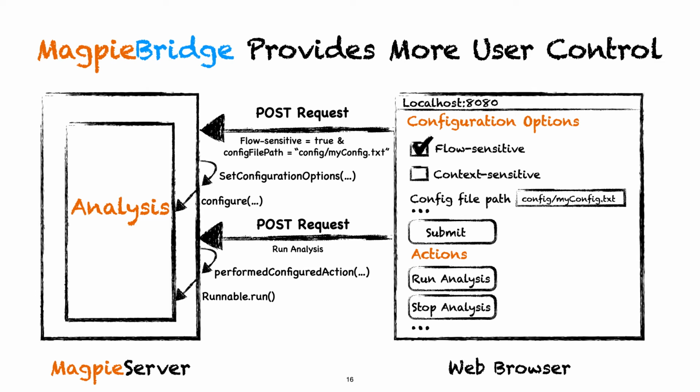Afterwards, the user can perform an action in this web page, such as run analysis. This action request will then be sent back to the server. The server executes the corresponding runnable task defined for this action in the analysis interface. The analysis will then be triggered. The Facebook Infer integration actually uses this feature of MagpieBridge. So I want to note here that handling all these back and forth interactions between the Magpie server and the web browser is already implemented in MagpieBridge. As an analysis writer, you just need to define the configuration options and actions within the analysis interface.